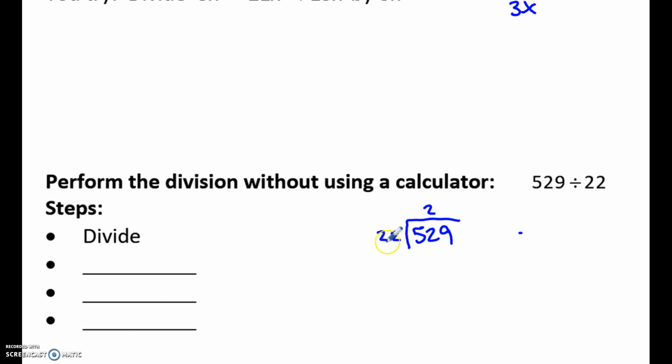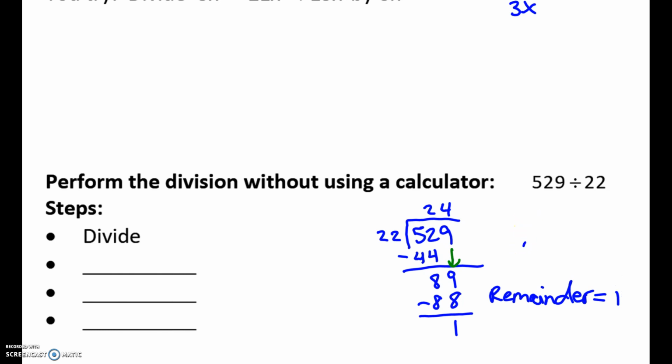So then I multiply 22 times 2 to get 44. And then I subtract. I borrow over here to get a 12. 12 minus 4 is 8, and everything else went away. Then we drop down the 9 so that the 9 is now here. And we ask ourselves again, how many times does 22 go into 89? Well, 22 goes into 89 4 times. Now I do 22 times 4, which gets me 88. We subtract, I get a 1. So I end up with a remainder equals 1, and my answer is 24.